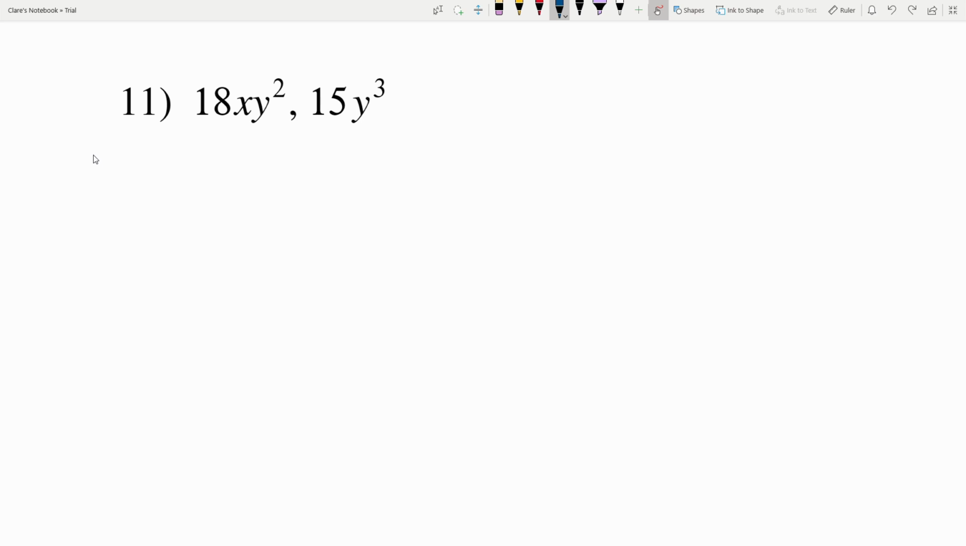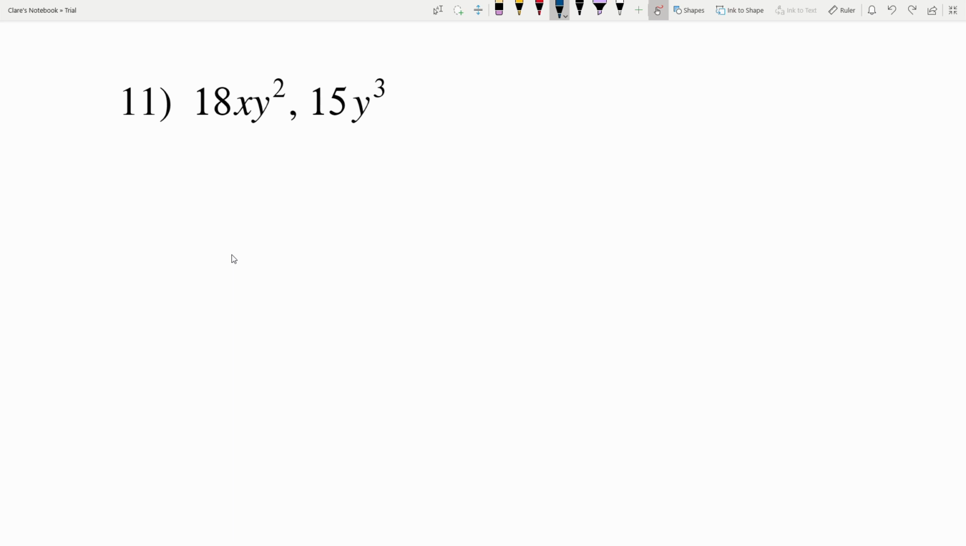18 times 1 is 18. 18 times 2 is 36. 15 doesn't go into 36, so that's not it. 18 times 3 is 54. 15 does not go into 54, so 54 isn't it. Let's try 18 times 4. 18 times 4 would be 72, and 15 does not go into that.